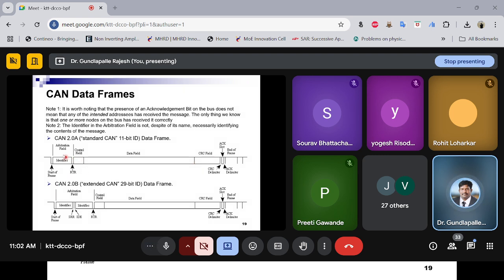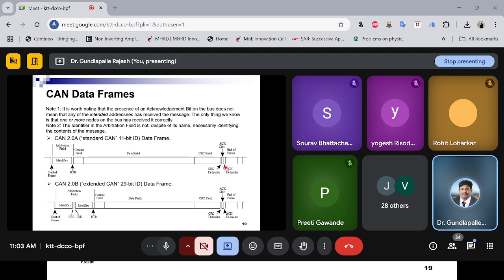Now before that, you will have an arbitration field. Before the control field, you will have an arbitration field. We call it the reserved field for identifier. It is reserved to identify the receiver. Then we will have an acknowledgement slot. Sometimes this slot can be used for the CRC delimiter or the acknowledgement delimiter.